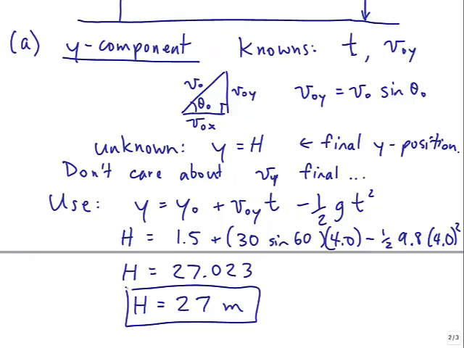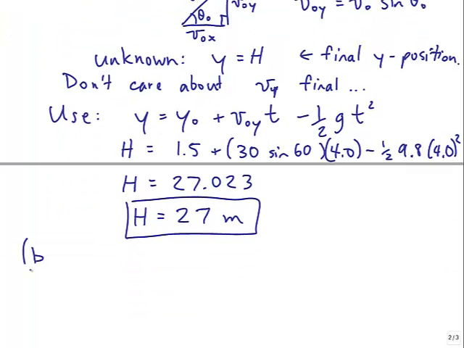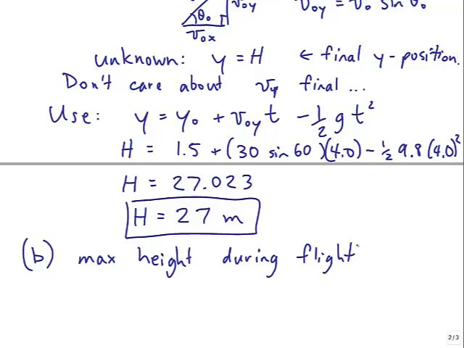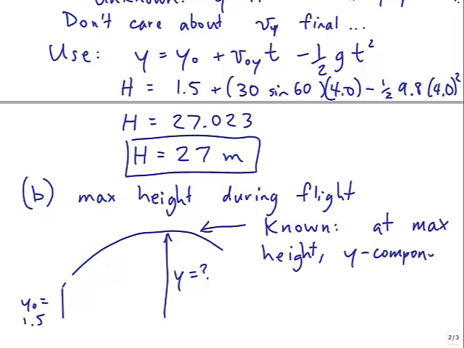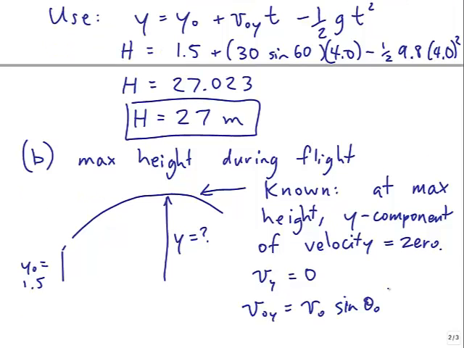Okay, so part B was asking for the maximum height during this trajectory, during the flight. So there's the trajectory. It starts at 1.5 meters, and at some point at the top, you want to find y. And what we know here is that at the maximum height, the y component of the velocity is going to be 0. So v sub y is 0 at that point. And initial v0y is v0 sine theta 0. Initial height is 1.5 meters. These are all of our knowns.